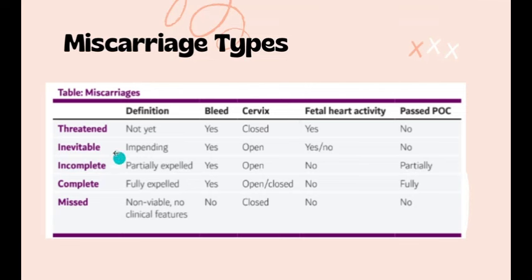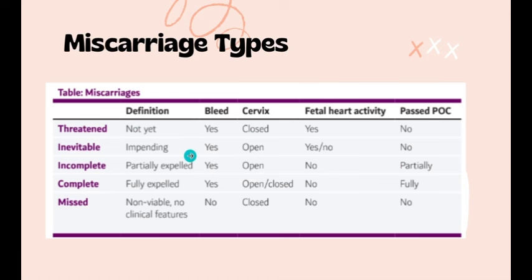The first is a threatened miscarriage. This is where someone presents to the ED worried about bleeding, but when you do a speculum exam, the cervix is closed and there's reassuring fetal heart activity. So a miscarriage hasn't occurred, but the risk of a miscarriage happening later on is increased.